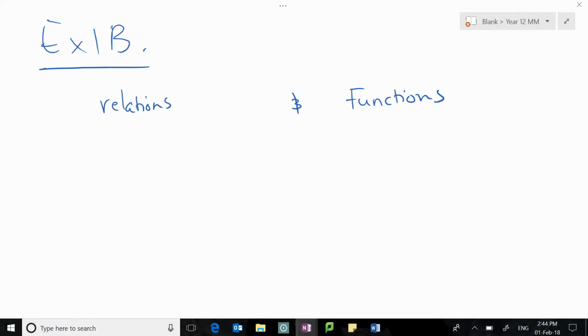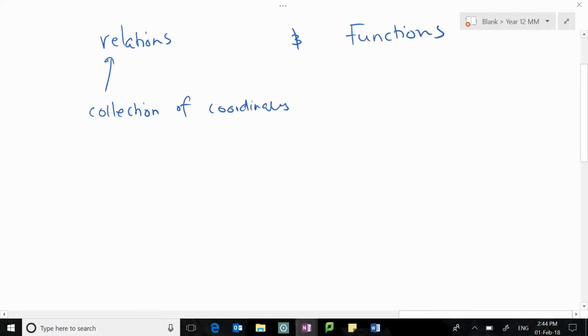It's a group of coordinates, and it doesn't matter what it is. It could be 2 coordinates, could be 1, could be many, could be none. It's a relation. Okay? We just don't know what those coordinates are. It could be x and y, it could be x, y, and z. It could be 4-dimensional. We don't know. We just know a collection of coordinates is called a relation.